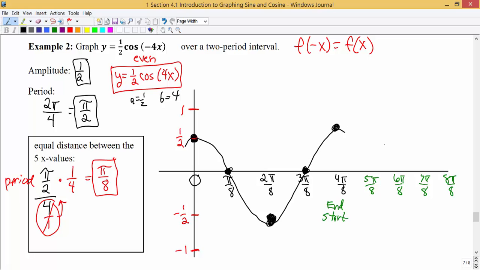So here it starts at the max, comes back down to the middle, goes down to the minimum, comes back up to the middle, and then finishes out at the max. So this would be our second period of that cosine function.